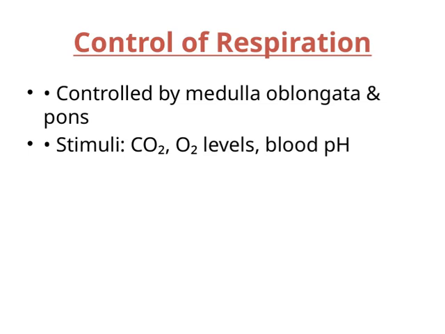The control of respiration is primarily managed by the medulla oblongata and the pons, which are parts of the brainstem. These areas act as the respiratory centers, coordinating the rhythm and depth of our breathing. They receive input from various sensors in the body that monitor the levels of carbon dioxide, oxygen, and the pH of the blood. When carbon dioxide levels rise or blood pH drops, these centers respond by increasing the rate and depth of breathing to help restore balance.